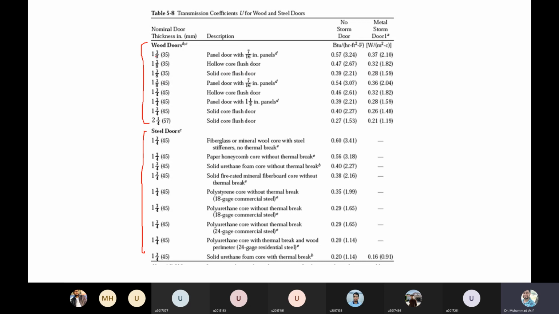Depending upon the thickness of that door and the description, for example, up to here the thickness is the same, but the description is different. I mean, let's say a panel door with this many inches of the panels, or the solid core flush door. So according to the nature of the door, the value of the overall heat transfer coefficient is different. You can select that from this table. In addition to that table, ASHRAE has a detailed list of the values for the overall heat transfer coefficient.